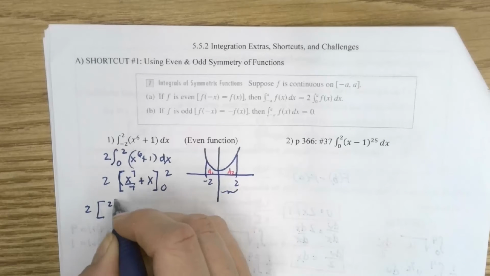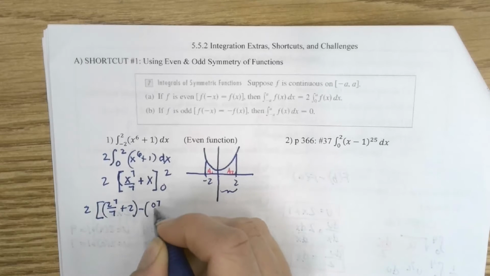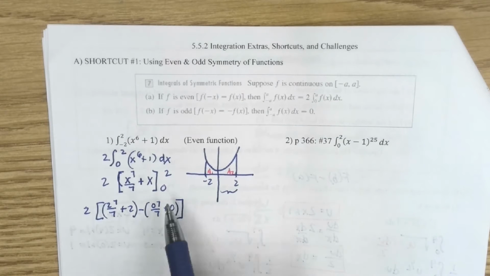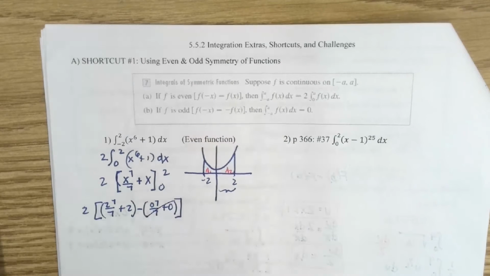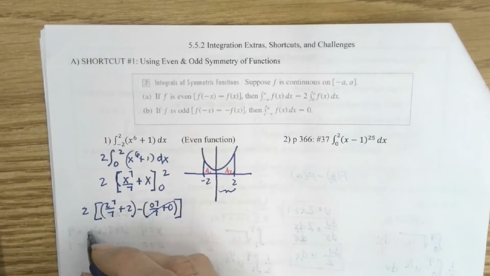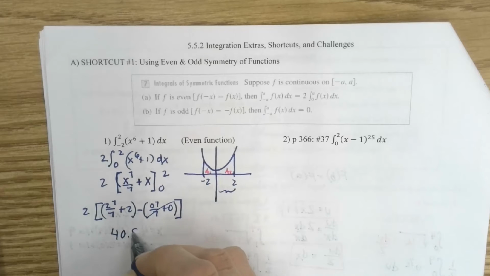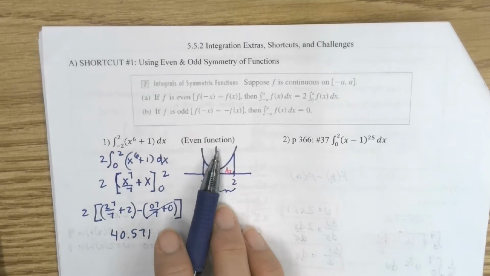So we have 2 to the 7th over 7 plus 2 minus 0 to the 7th over 7 plus 0. And so that's kind of the advantage, is that when you evaluate integrals with 0, it just zeroes out a large portion of your problem. So we've got 2 to the 7th divided by 7 plus 2, and we're going to multiply that whole thing by 2, and we get 40.571 for my area. So that is our shortcut when you're working with an even function.